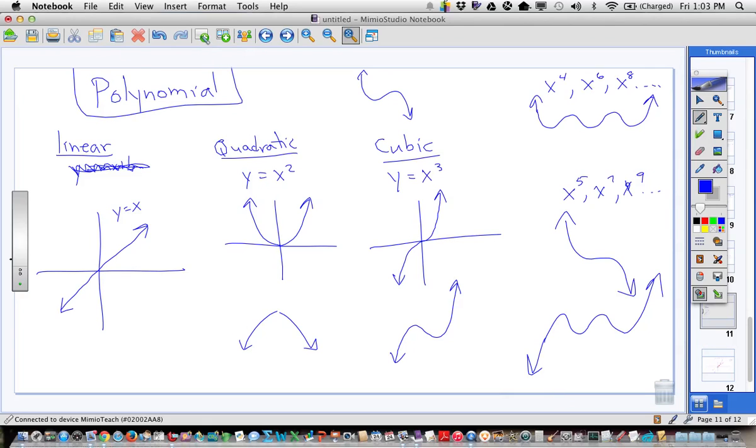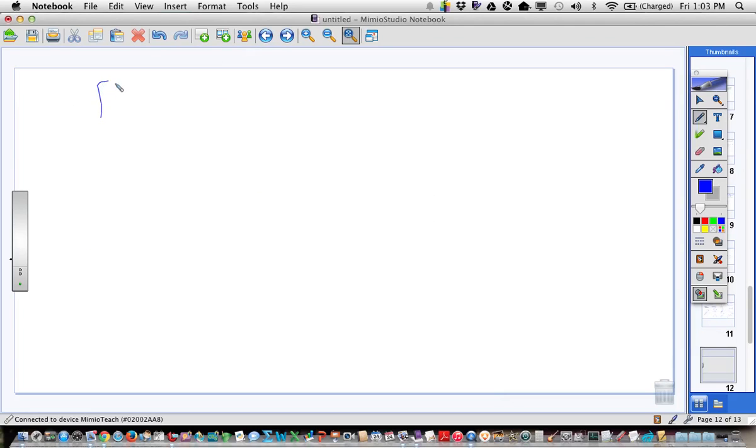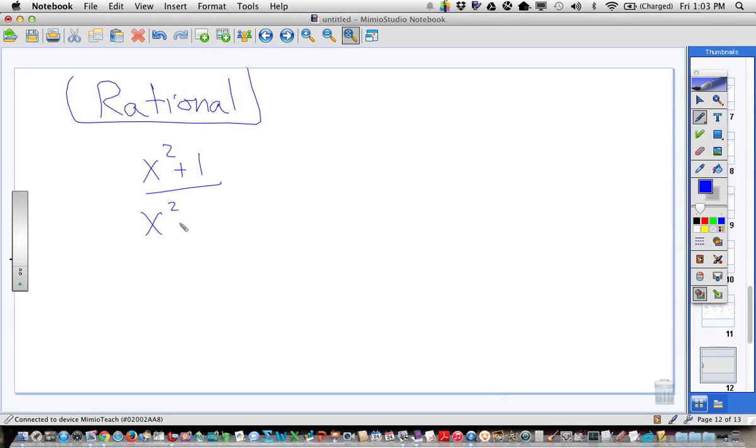All right. So that's polynomial functions. Next one, rational. Rational functions is one polynomial divided by another, but it's not a polynomial. Okay, it's one polynomial divided by another. So an example might be this: x squared plus 1 over x minus 2. That would be an example.